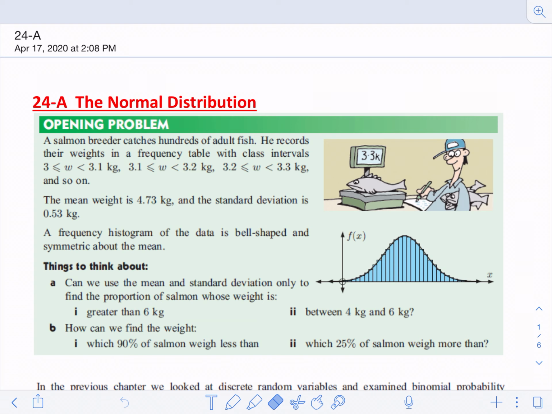Today we begin chapter 24, the last chapter in your book of new material. I want to talk today about the normal distribution, and I have a lot of stuff to show you here.